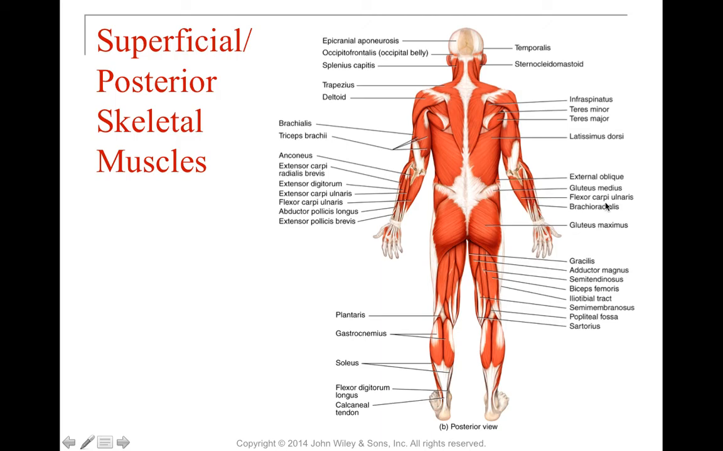The flexor carpi ulnaris, we already talked about that. That was over here as well. And the brachioradialis, which I don't think we talked about on this side, but we did talk about on the other view from the previous slide. All right, moving down the legs, here's the gluteus maximus. We're all pretty much familiar with this one.